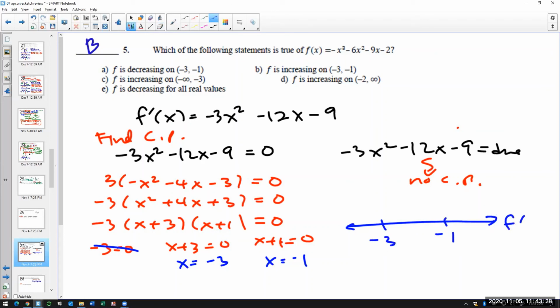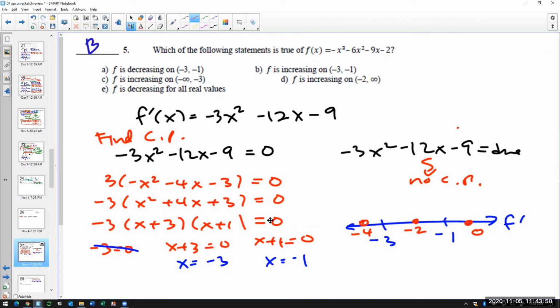I'll put this onto an F prime number line. Find numbers in between, okay? So what's a good number to the left of negative 3? Maybe negative 4. You guys good with that? What about between negative 3 and negative 1? Negative 2. And then what's a good number bigger than negative 1? 0, okay with you guys?